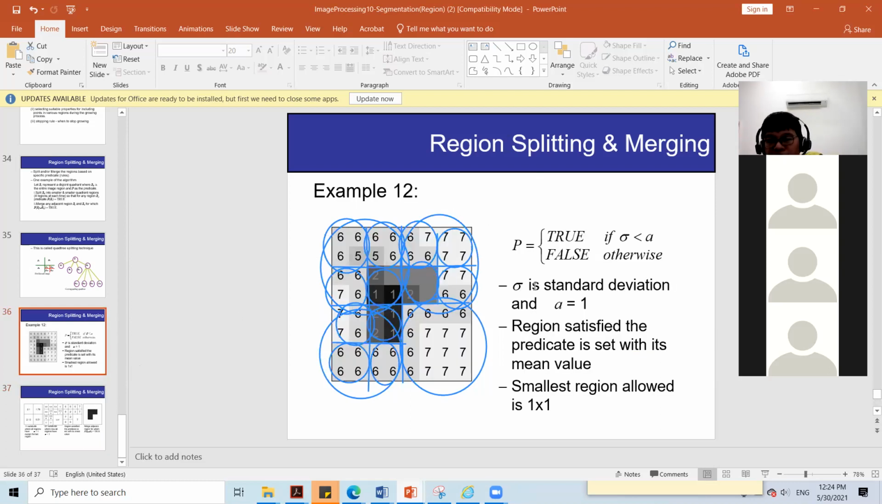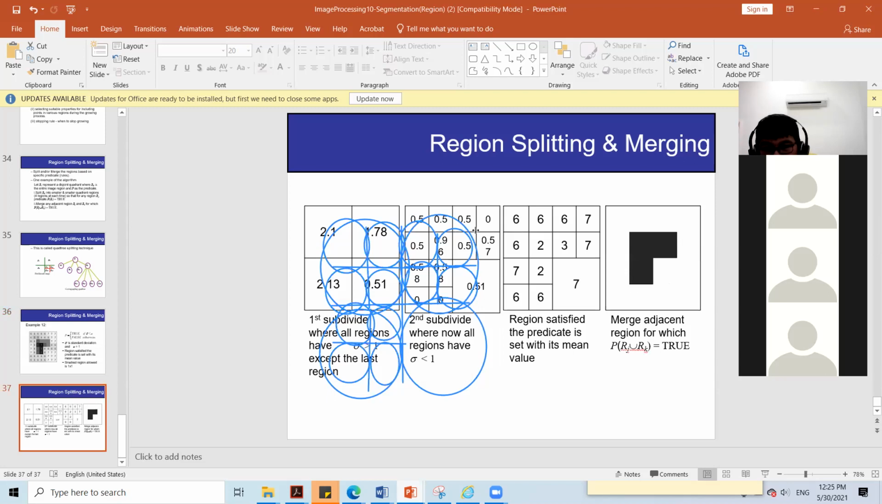Any other question? Then for the next step, you check again the standard deviation of all these small pieces. You need to do the computation like this, right? The small squares: this one less than one, less than one, less than one, don't need; less than one, less than one, less than one, less than one, don't need. Then you get the region's mean value and put it back. Then you remerge it. This is the whole split and merge. Any other question?